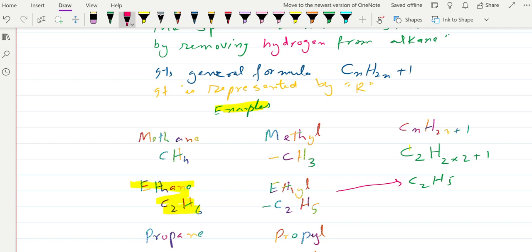And other alkyl groups are obtained similarly by using this formula. Thank you so much.